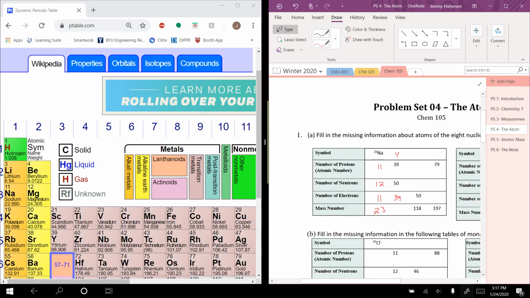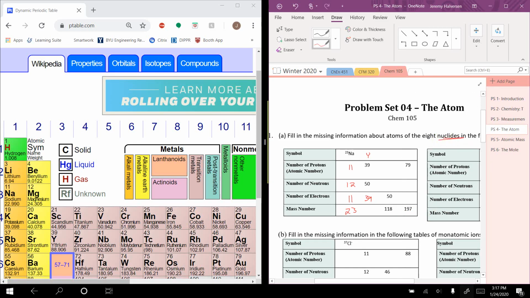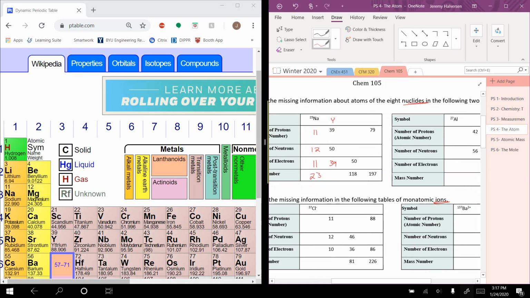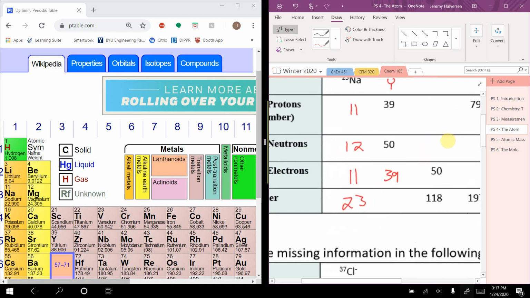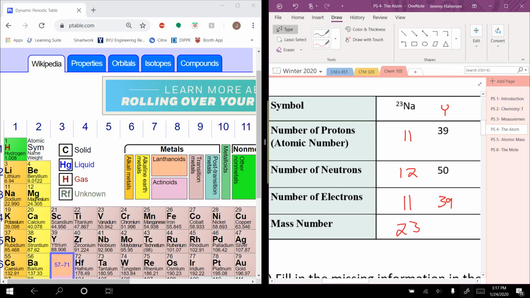How do we know it's neutral? Because it just says nuclides. You'll look at this next one, it says ions, which means they're all charged. But in this part A, these are all going to be neutral. So we know it has 39 electrons. What's the mass number? Well, the mass number is protons plus neutrons, so in this case 89, so really we could put a little 89 right here.